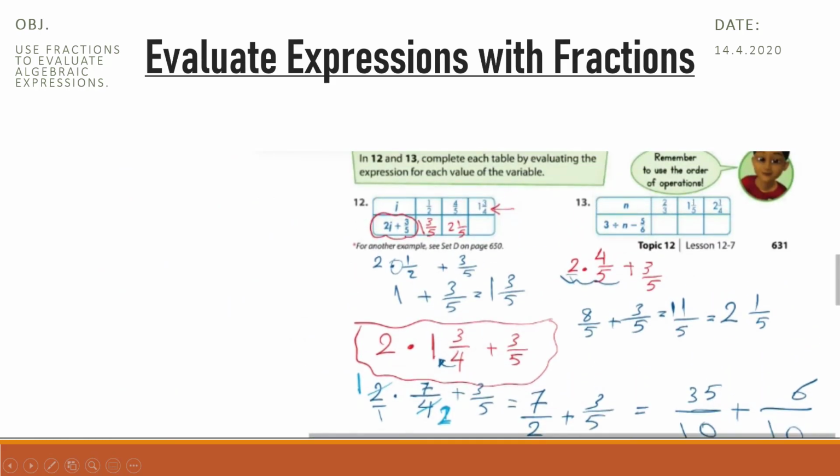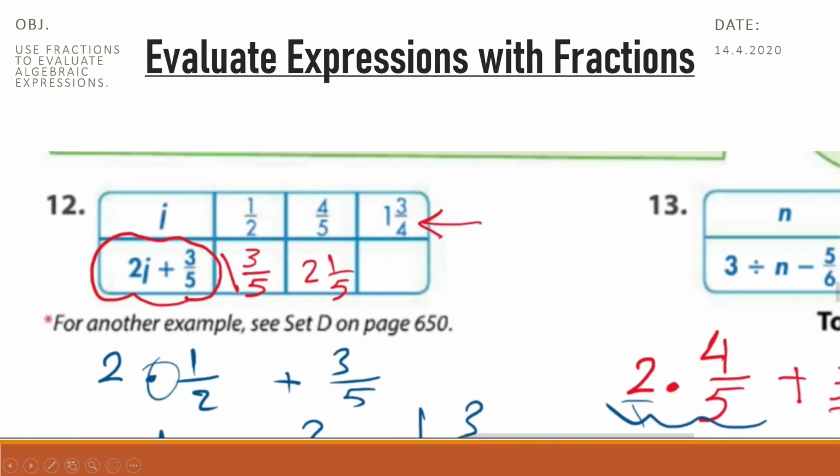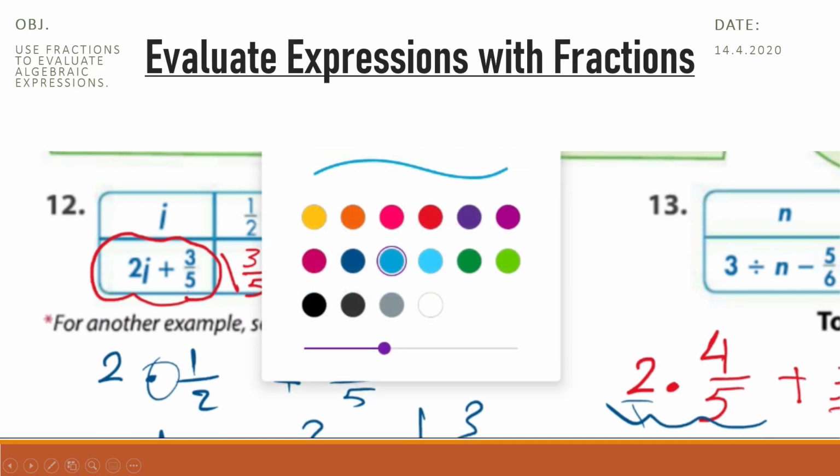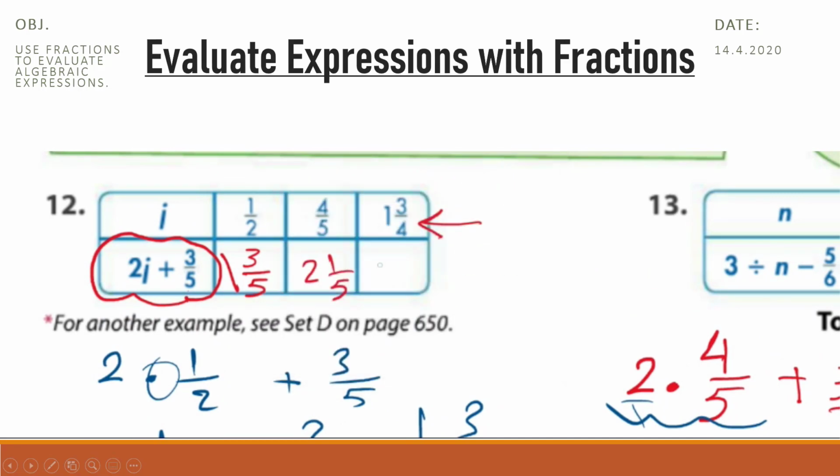Go back to the question. The last one is 4 and 1/10.